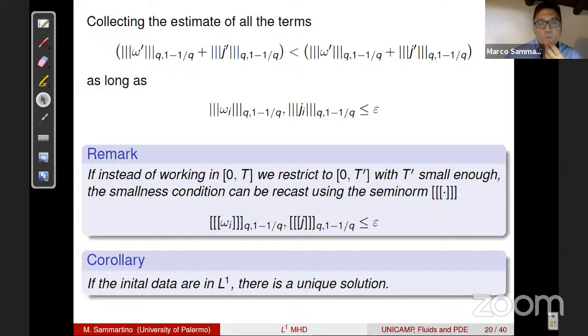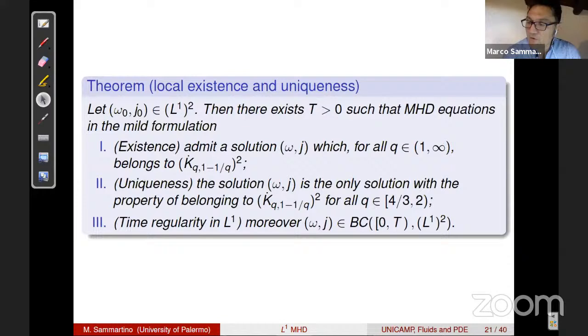So this is the kind of computation, quite technical, that one needs to do to bound these terms. So the theorem, which states the local existence and uniqueness of the solution, is that, suppose that the initial data are in L1, then there exists a time t such that the MHD equation in the mild formulation admits a solution which belongs to any K dot Q, 1 − 1/Q, as long as Q belongs to 1 to infinity. It is unique, and there is also a time regularity in L1. So it is bounded continuous from 0 to t in L1.